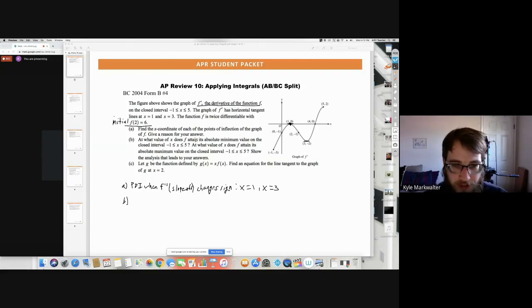B, at what value of x does f attain an absolute minimum value on the closed interval? At what value of x does f attain its absolute maximum value? Show the analysis that leads to your answer.